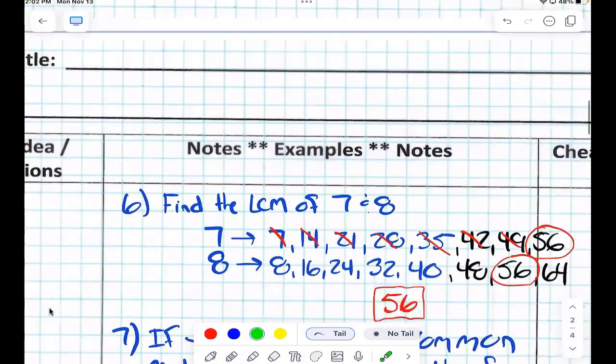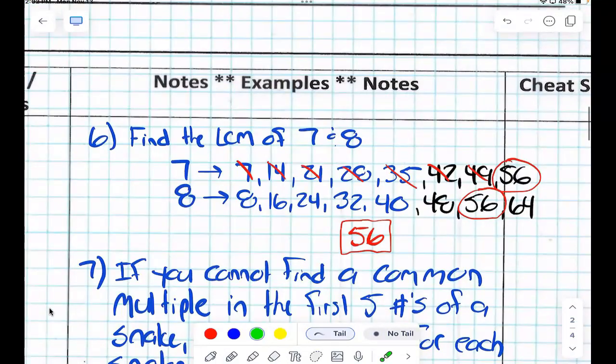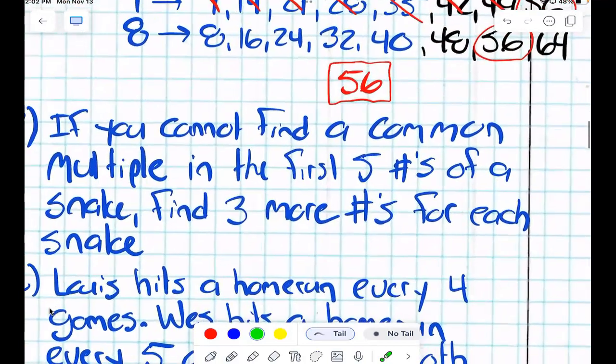Yes. Down here, it looks like this snake's a lot longer for 7 and 8, isn't it? Yes. Because I think I told you, find the first 5 multiples of each number, right? Yes. But if you end up crossing them all off, how many more numbers should we try to find? 3. Yeah, try to find 3 more numbers. And that's what note number 7 is telling you, yes?